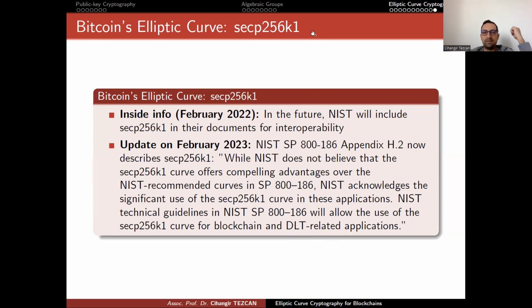So this is the main mathematical background that we need to understand the digital signatures that we use in cryptocurrencies and blockchains.